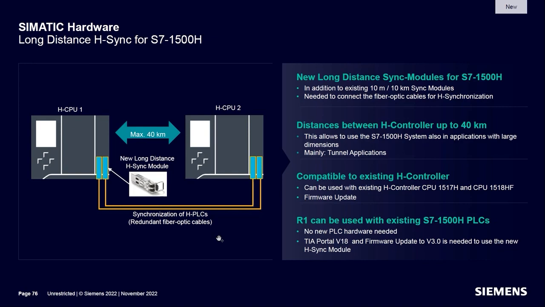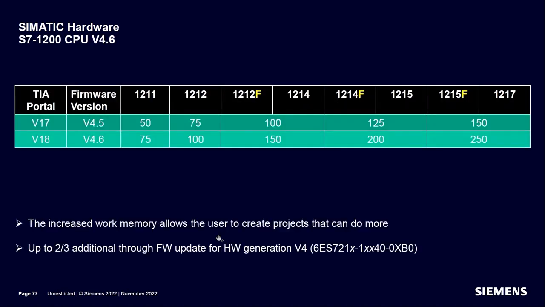In addition to that piece of hardware, we also have a new sync module this year that gives us the capability to go out to 40 kilometers. So if you're getting into tunnel applications or maybe certain types of railway applications where you need a long distance between your redundant processors, this is going to be a great option for you to take a look at.